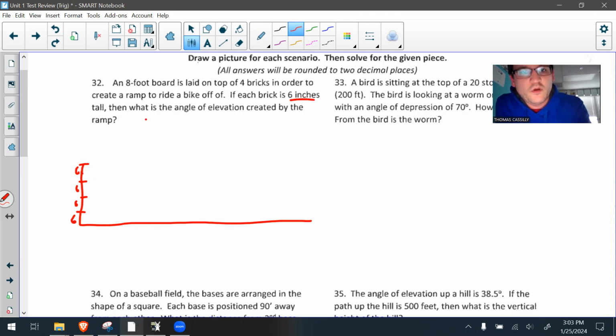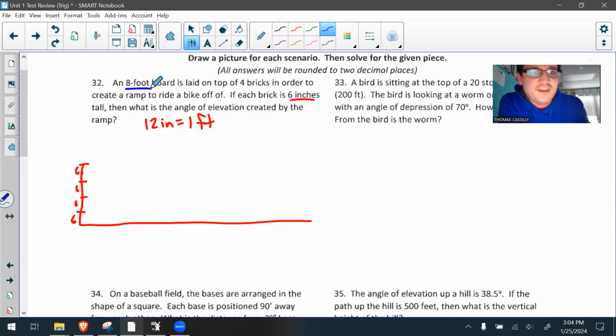Now we know 12 inches equals 1 foot. So we have an 8-foot board and we have 4 6-inch bricks. So really what we have to do is make sure we're comparing apples with apples. You don't want to compare apples with oranges. So I'm going to convert everything into feet because that's an easy conversion.